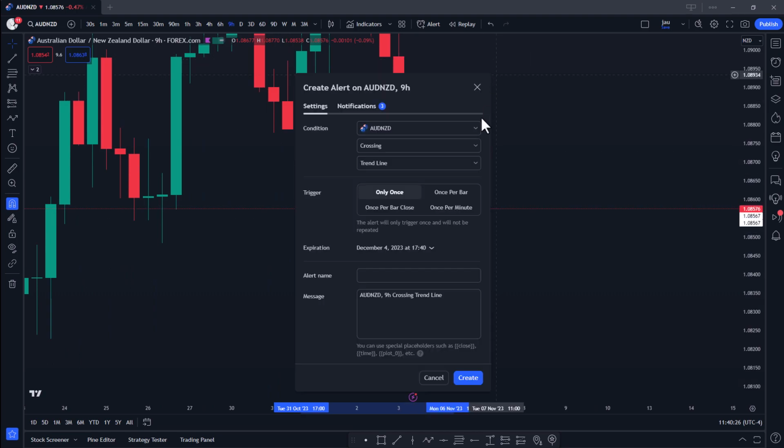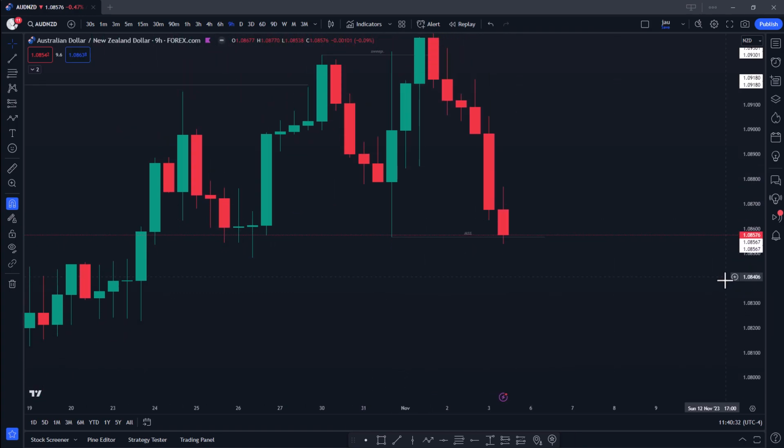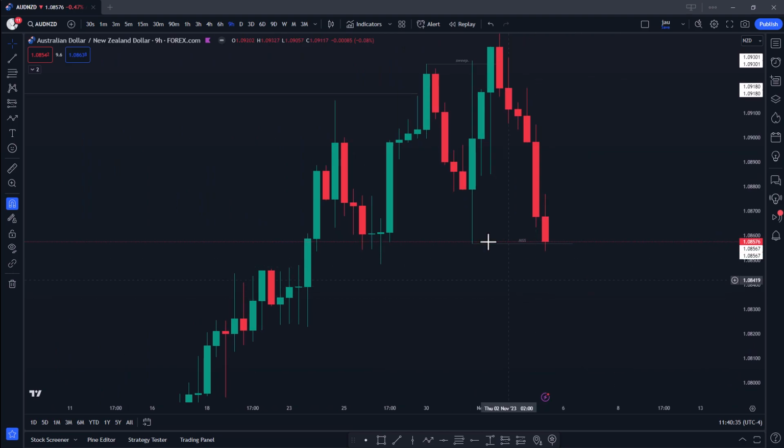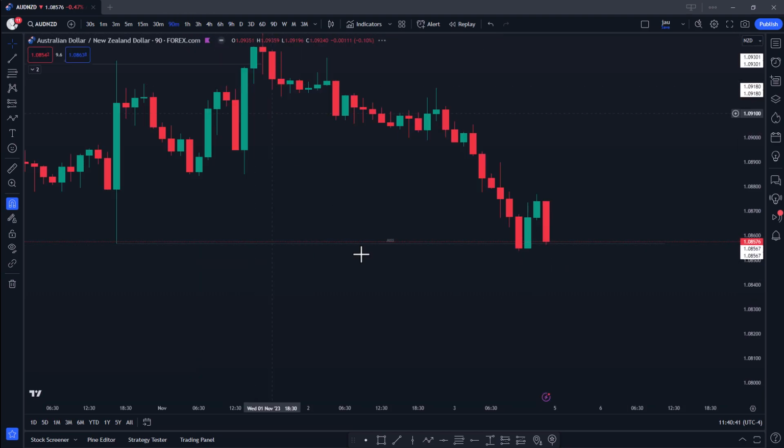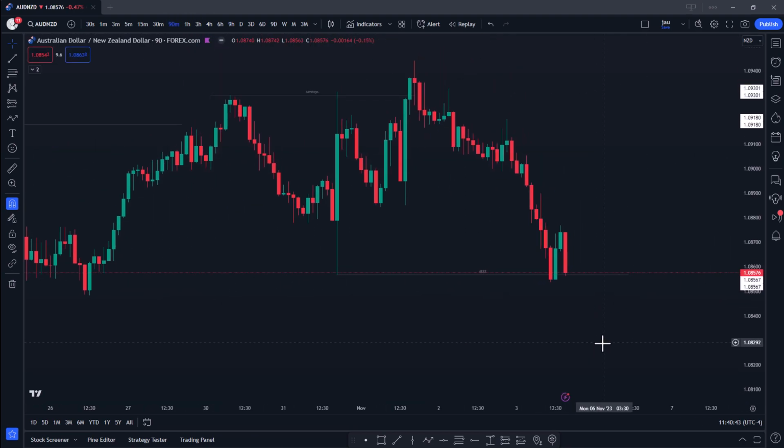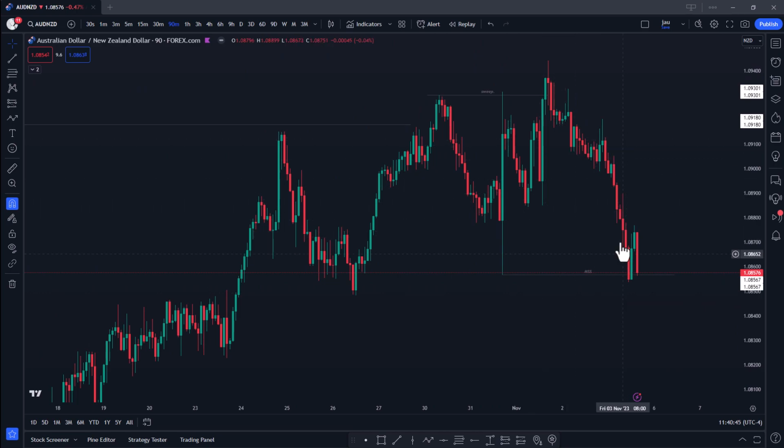We can set a conditional alert to say when we close below this level, the alert should go off. So I'm looking for a closure below this to validate this market structure shift on a 9-hour chart. On a 90-minute chart and lower time frames, of course, we've gotten that already. We got the move lower, we already got a market structure shift at that point.